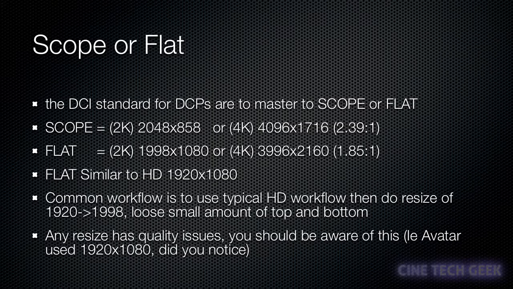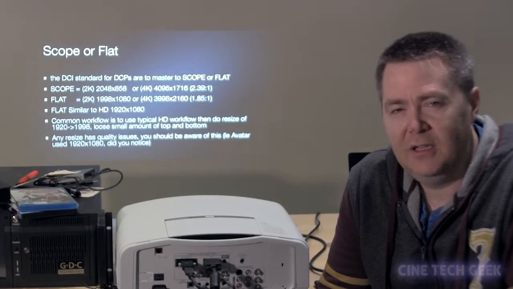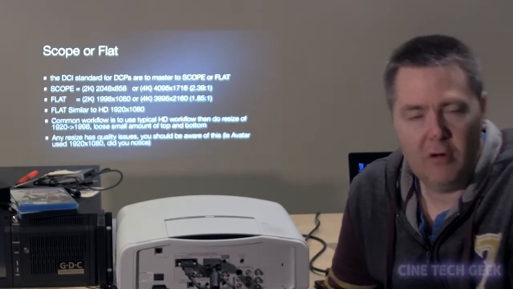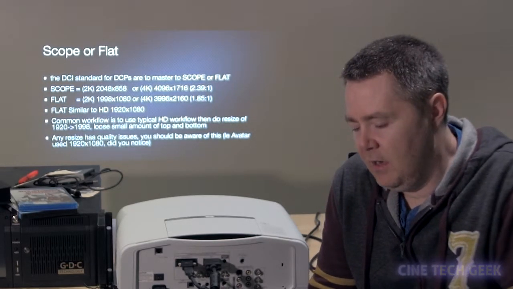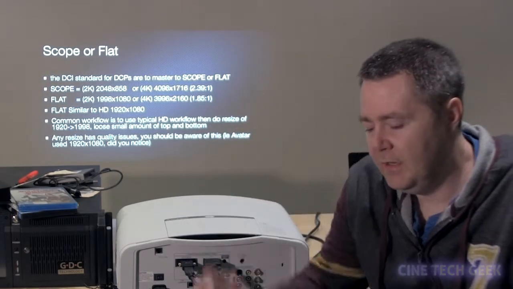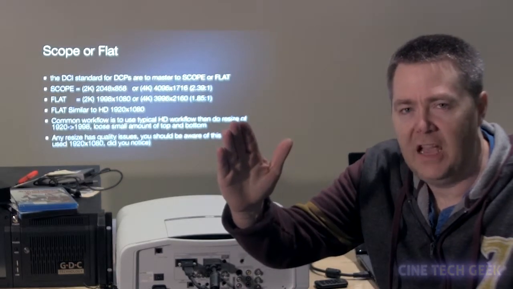Scope or flat. This isn't such a big problem, but it's something commonly forgotten. As you can see there, DCI specifies scope or flat, and there are the resolutions there, which I mentioned before. DCI flat is similar to HD 1920 by 1080, and it's very common. A lot of people do an HD workflow, and at the very last step they say, "Oh, I want to do a DCP," and commonly they just do a slight zoom in to get it up to 1998 res.